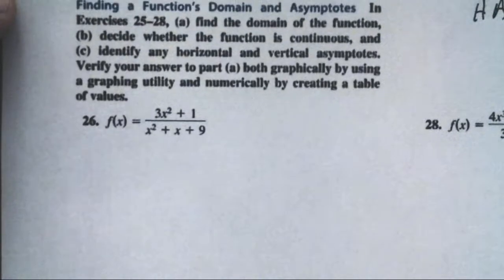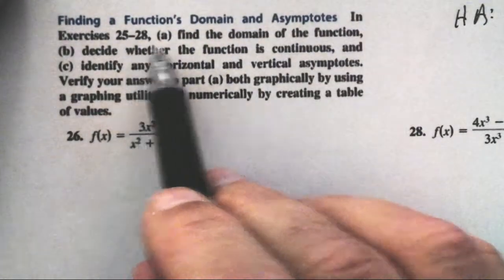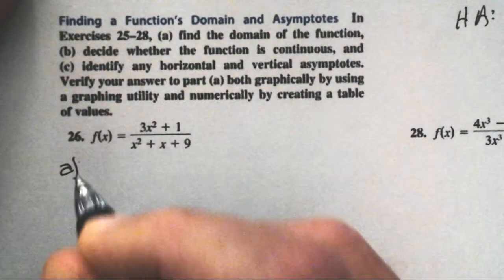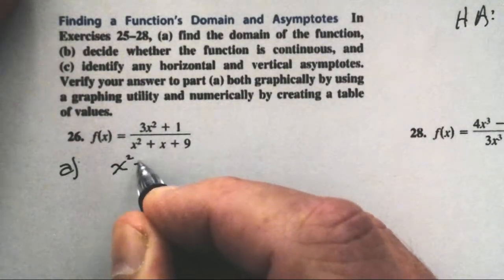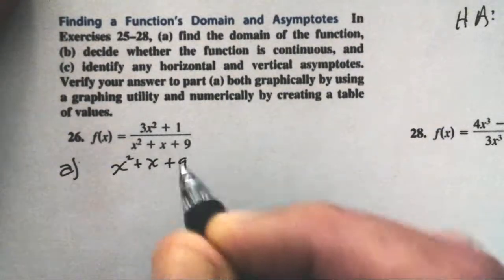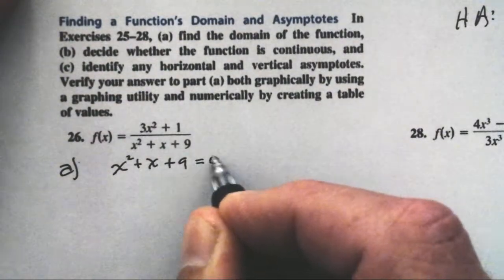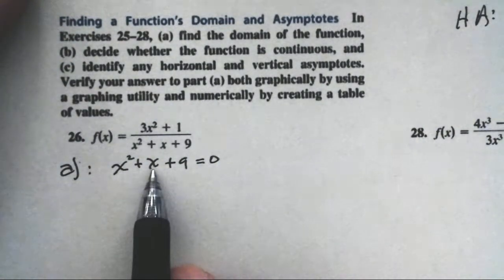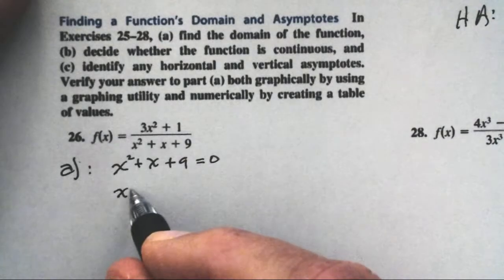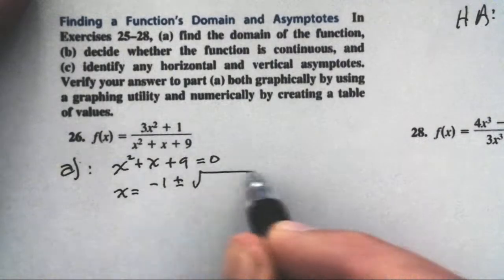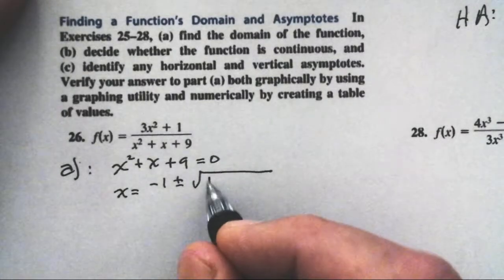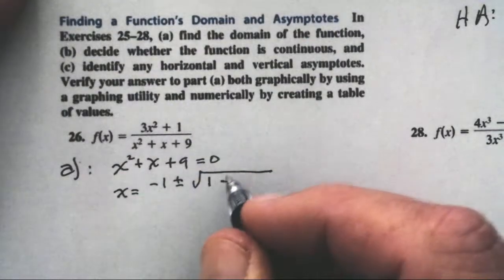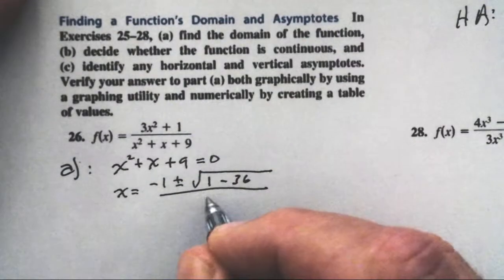Okay, 26. In 25 through 28, find the domain of the function. Let's start with that. A, the domain. Here's what I know. x squared plus x plus 9 cannot equal 0, so let's see when it is 0. Well, there are no factors of 9 that add up to 1, so use the quadratic formula: opposite of b, negative 1 plus or minus the square root of b squared, that would be 1 minus 4 times a times c, 4 times 1 times 9, 36, and I'm done right there, all over 2a.